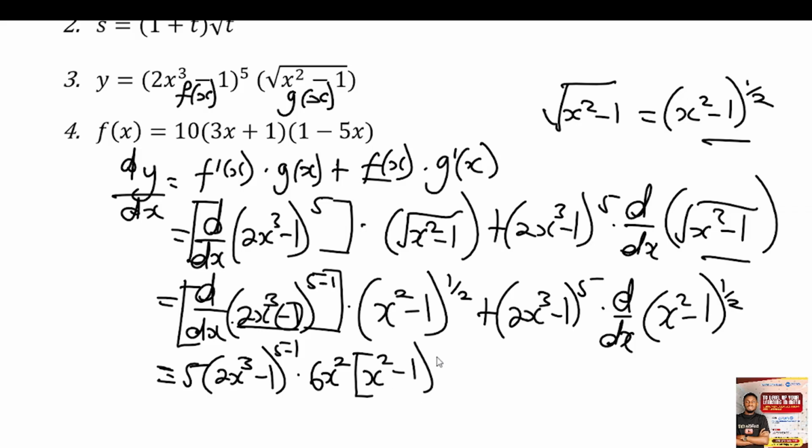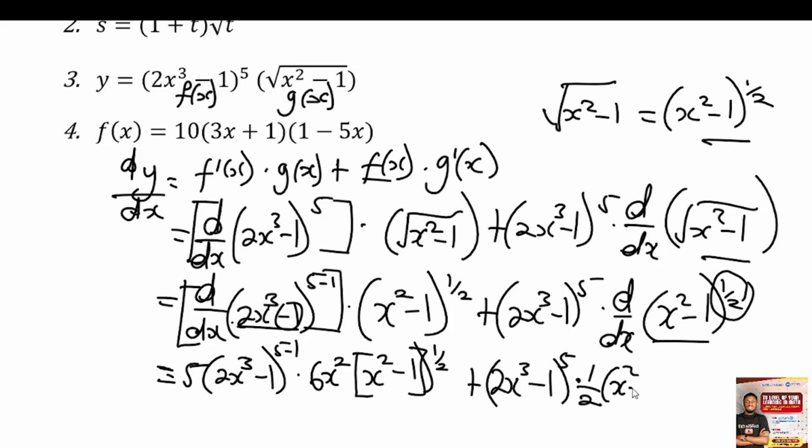minus 1, all exponent half, plus 2x³ minus 1 exponent 5. Then we differentiate this one too. So we differentiate with respect to the exponent. So we are going to have the exponent times the expression in the bracket. So we are going to have 1 on 2 (x² minus 1). Then we differentiate the terms in the bracket too. So x² minus 1 is differentiated as 2x. So we multiply the coefficient of x by 2.